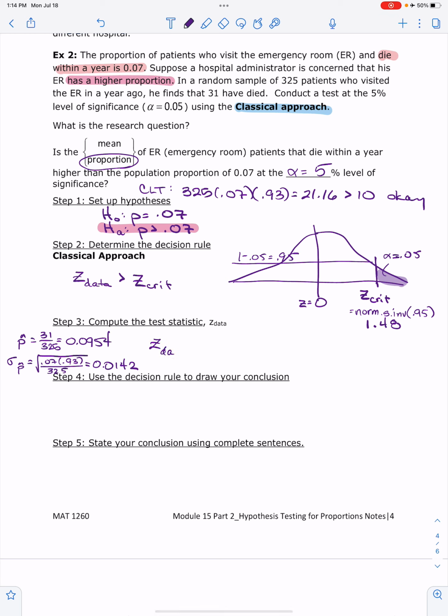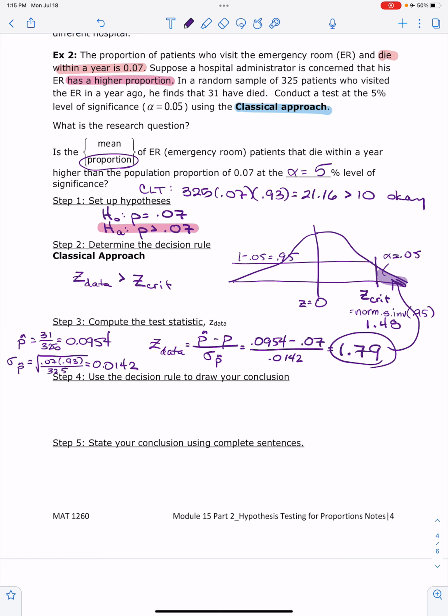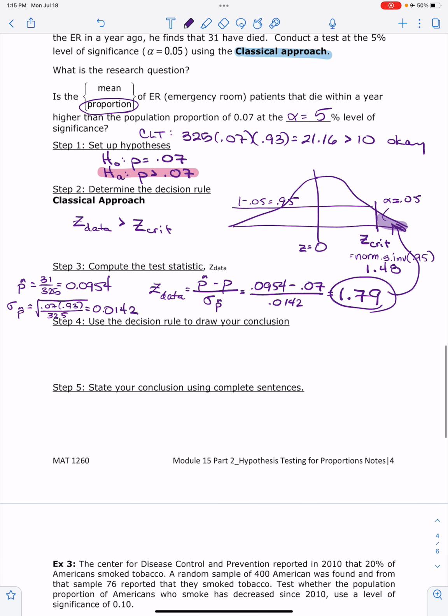So my test statistic, sample proportion minus population proportion all over that standard deviation. I get 0.0954 minus 0.07 all over 0.0142, which gives me a 1.79. And let's think about where that lives. I mean, that's definitely bigger than 1.48. So I've got 1.79 is greater than 1.48. So we are going to reject H naught.